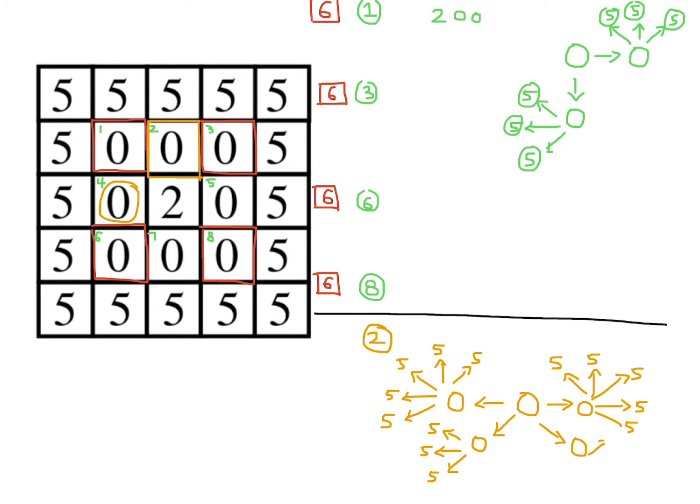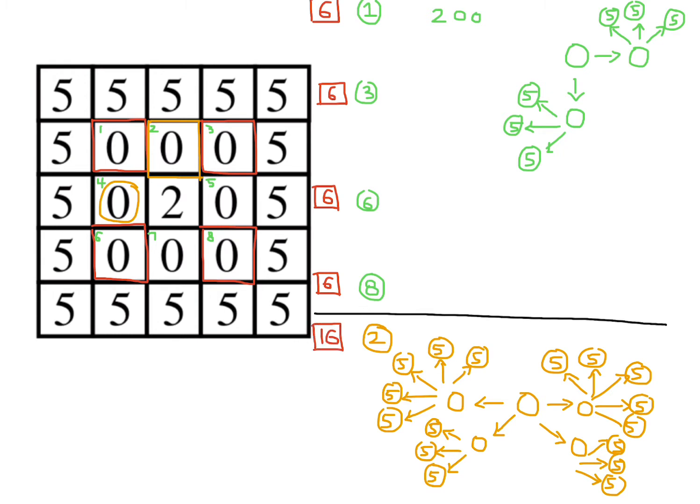So 1, 2, and 3. Okay, I think we're done. So how many different paths? 1, 2, 3, 4, 5, 6, 7, 8, 9, 10, 11, 12, 13, 14, 15, 16. So 16 for the path that I denoted 2.